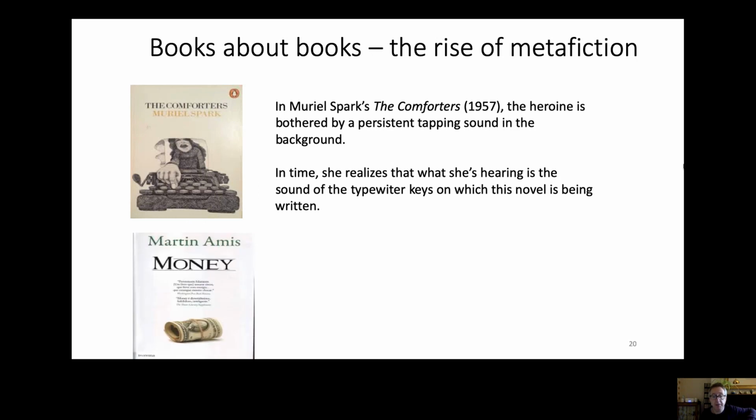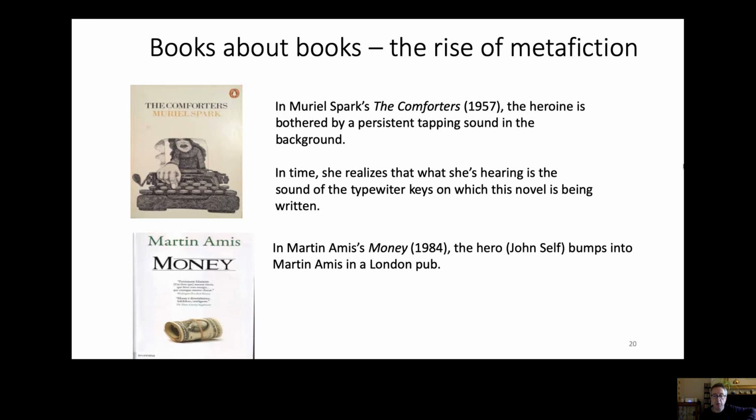Another example is a novel by Martin Amis called Money. In this novel, the hero is called John Self. He goes to the pub, and who should he bump into in the pub but Martin Amis himself? So Martin Amis is both the author of the novel and a character in the novel. John Self and Martin Amis strike up an uneasy friendship, but Self remains somewhat suspicious of Amis. So both of these novels really raise a question of paranoia, the sense of suddenly realising that you're part of a fiction, that you're being created and you're being manipulated.